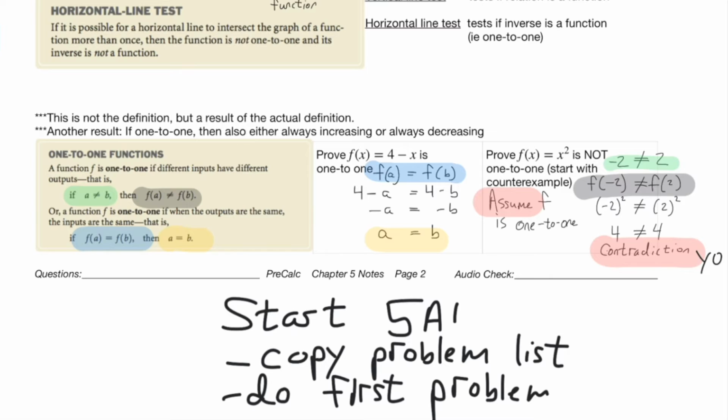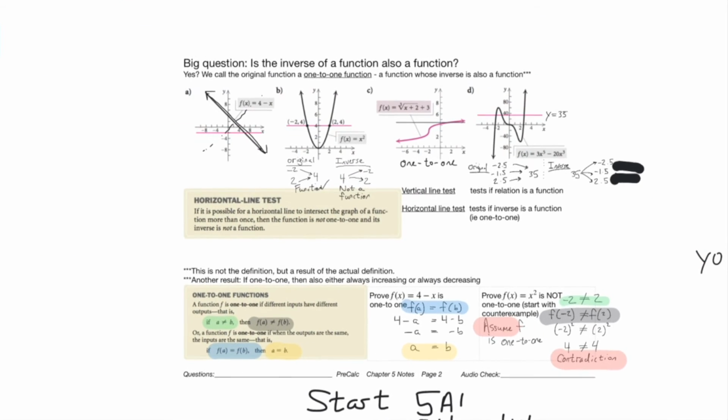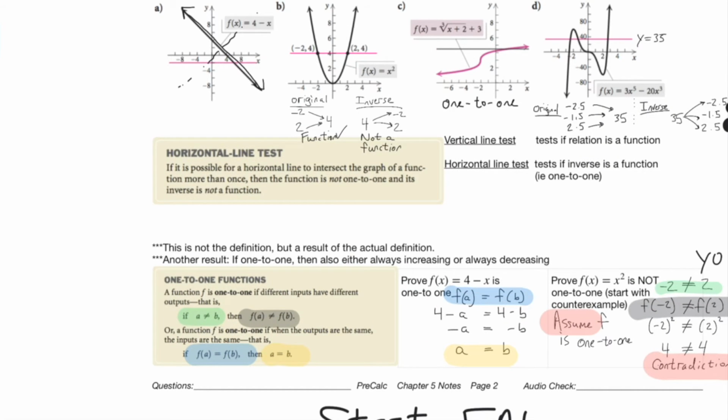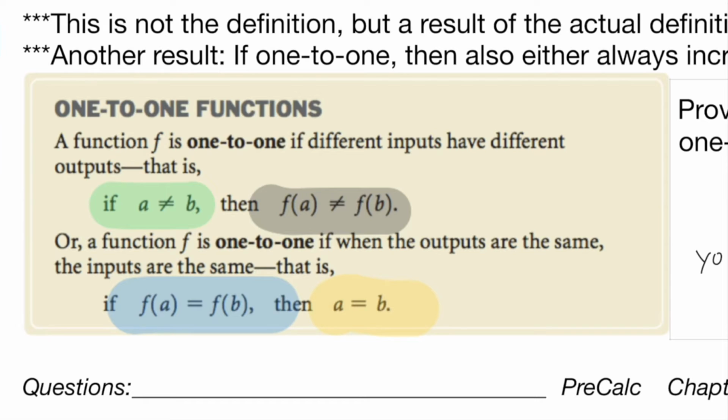Before, when I said that a one-to-one function is a function whose inverse is also a function, that's not the actual definition, but a result of the actual definition. The actual definition says a function is one-to-one if different inputs have different outputs. That is, if you have two different input values, a and b, that are not the same, then you put them into the function and the values you get out should also not be the same.